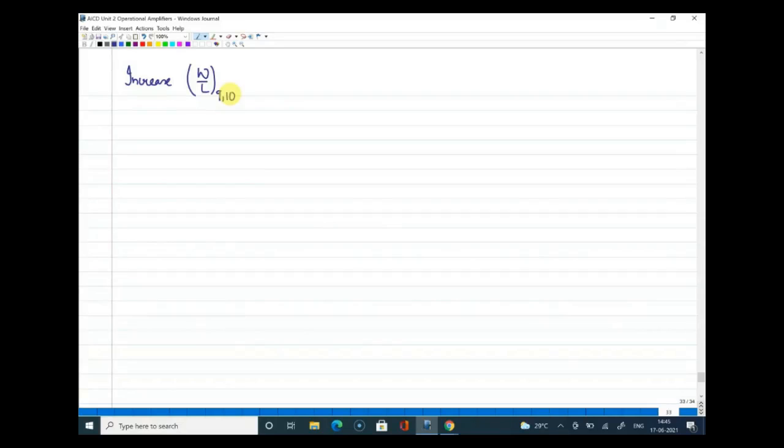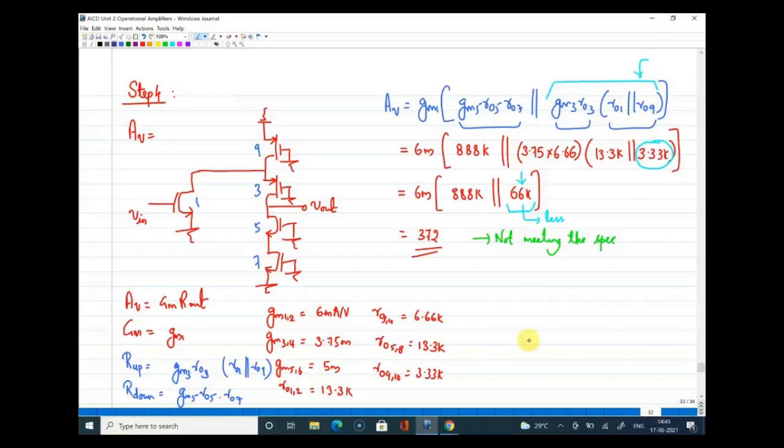So what I'm trying to do here is, if I want to improve R0, I can improve it by 1 by lambda ID, but I cannot touch ID, because I cannot reduce ID, as I would need to recalculate everything. So the very basic thing I can do is try getting a different lambda, and we know that lambda is proportional to 1 by L. So as L increases, lambda will reduce, and if lambda reduces, R0 will increase. That is the basic thing I'm trying to do.